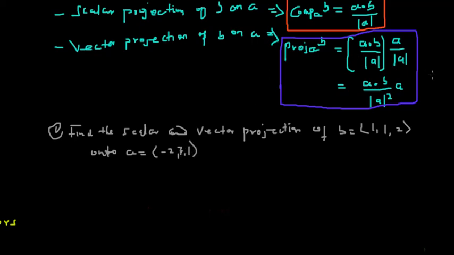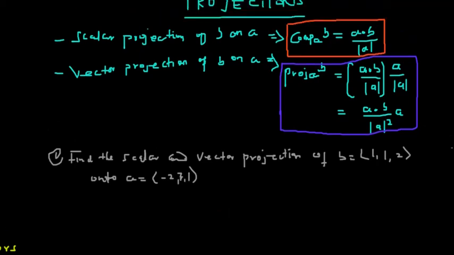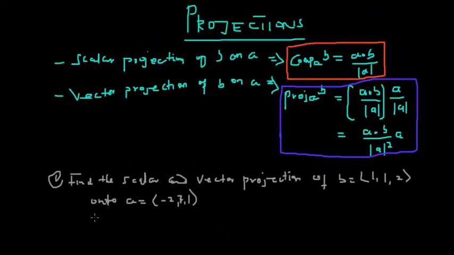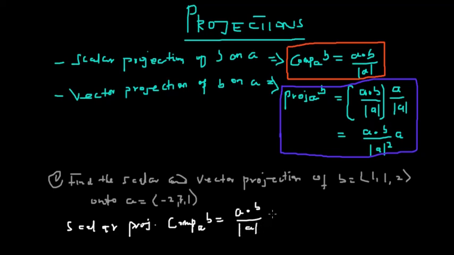So all you have to do is just implement this formula. So let's first take the scalar projection. So for scalar projection, we have comp with subscript A, superscript B, equal to A dot B over the length of A. So now let's find the dot product of A and B.